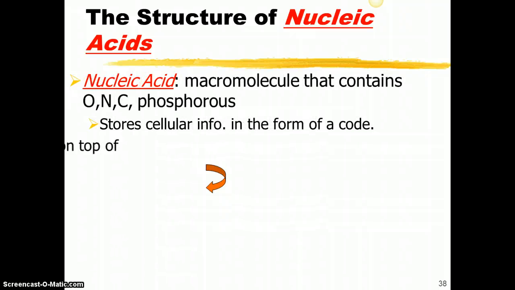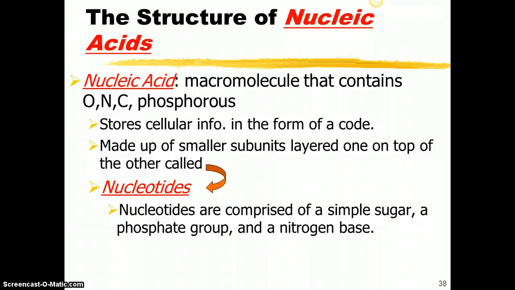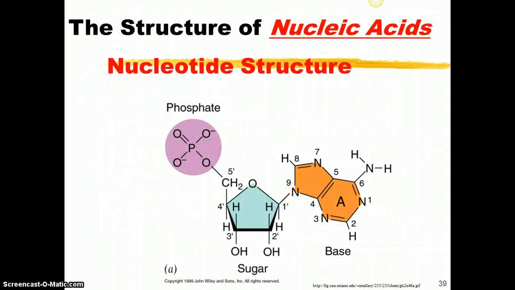Then we have our nucleic acids. Our nucleic acids are DNA and RNA. They can carry your genetic code. They're very small. Their monomer is nucleotides, and your nucleotides are made of a simple sugar, a phosphate group, and a nitrogen base. And those nitrogen bases we'll learn when we study DNA.